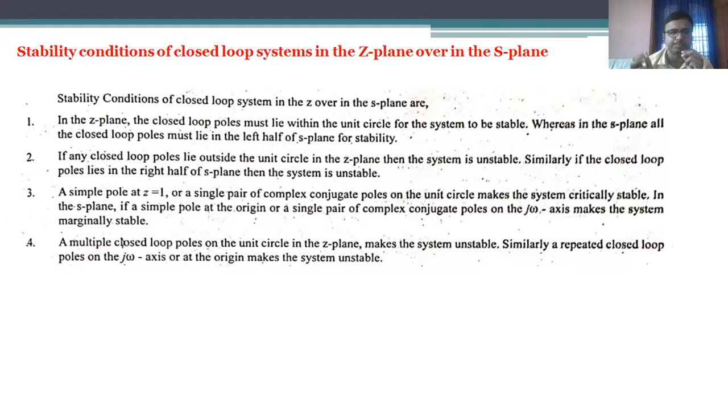That is the third condition. A pole at z equal to 1 or a single pair of complex conjugate poles on the unit circle makes the system critically stable. That means if the pole of the closed loop transfer function in the z plane lies on the unit circle, then that system is called critically stable.